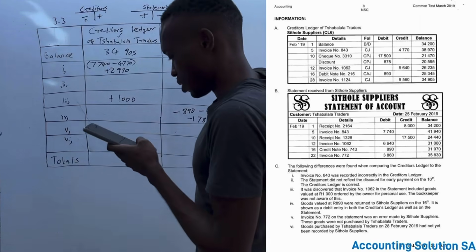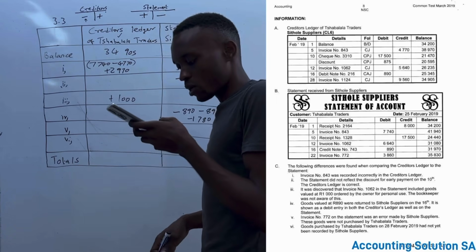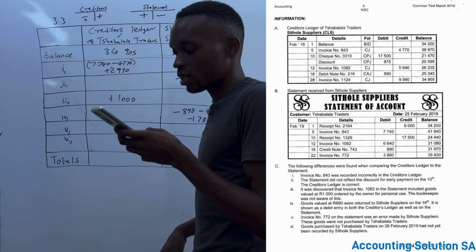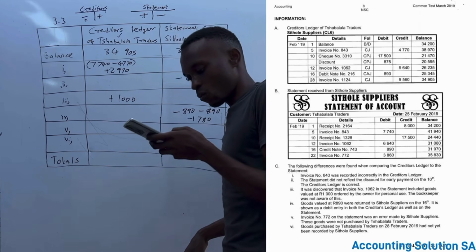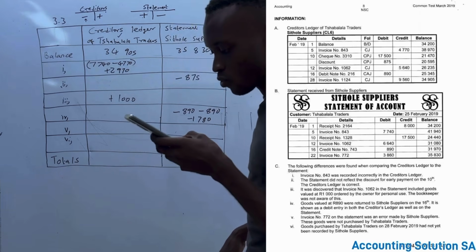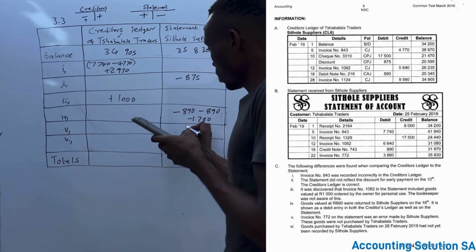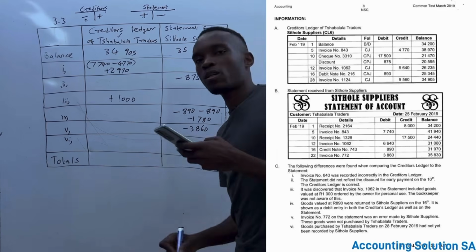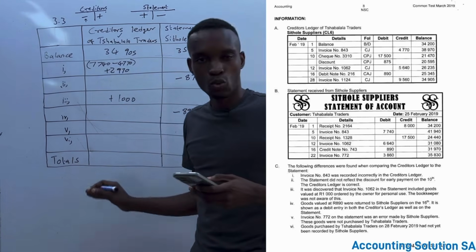Okay, then the next one, they said that invoice number 772 on the statement was error made by Sithole supplier. Sithole supplier is this one. These goods were not purchased by Chavalala traders, which means that this is related to a third party, which means that invoice 772 we have to subtract it. Okay, it's amount of 3860. We subtract it because it's not related to us.